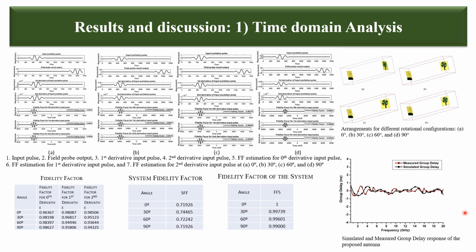In the case of group delay analysis, there is the least variation throughout the entire frequency band, which shows less dispersion in the transmission, and the antenna doesn't considerably distort the input excited pulse.